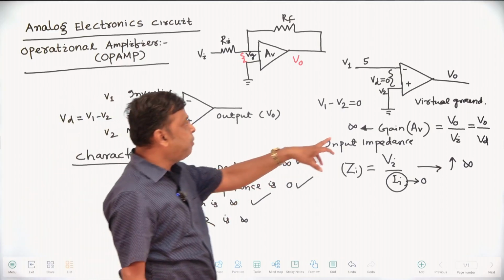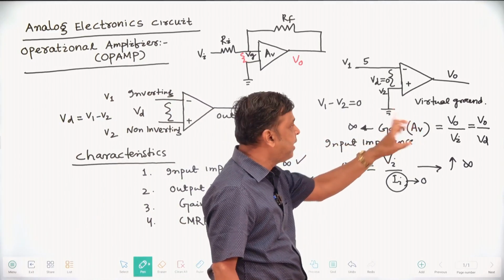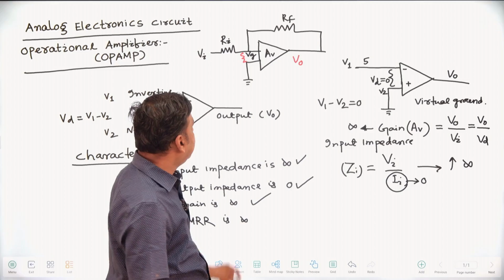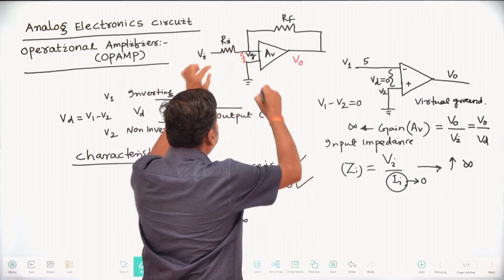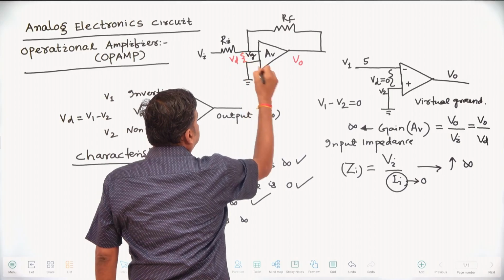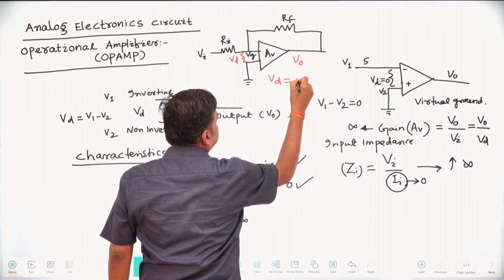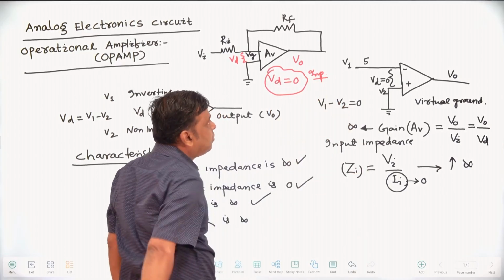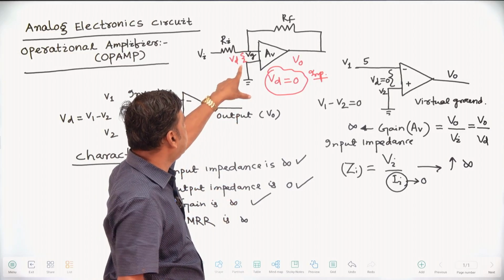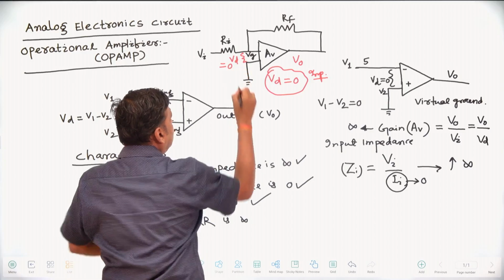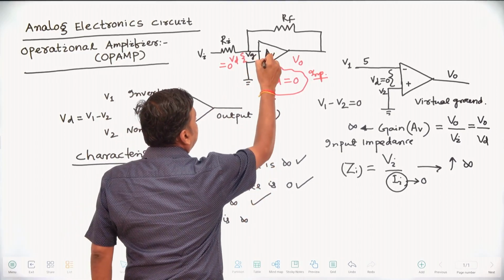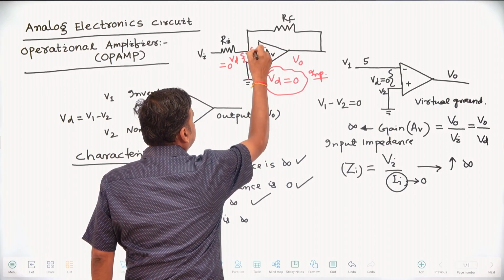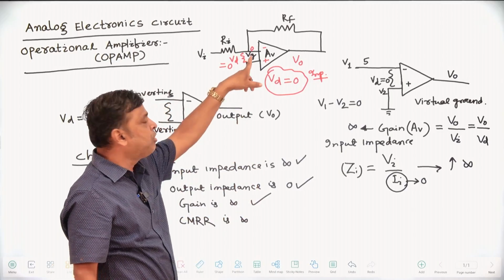So one of the key points is that the input impedance must be infinite and the voltage gain is infinite in the case of an ideal operational amplifier. If this voltage is VD, VD must be 0. It is very, very important. VD must be 0. If VD is 0, the difference voltage equals 0. Due to the virtual ground concept, this is your plus terminal and this is your minus terminal. If this voltage is 0, this voltage is not 0. VG must be 0.